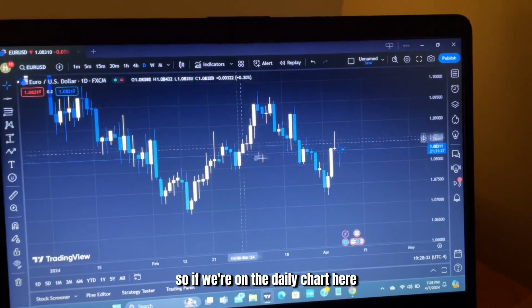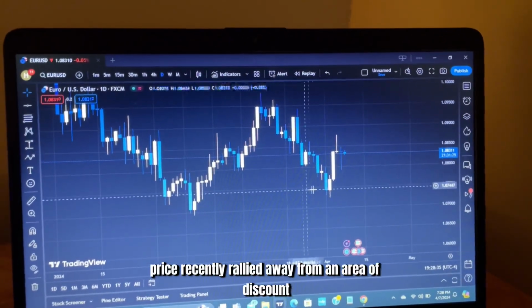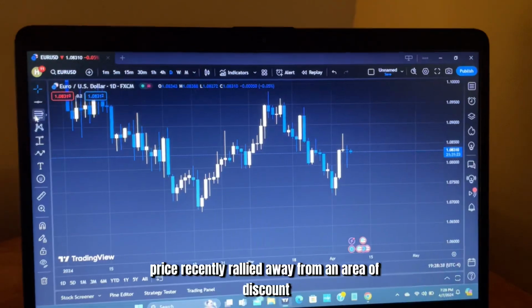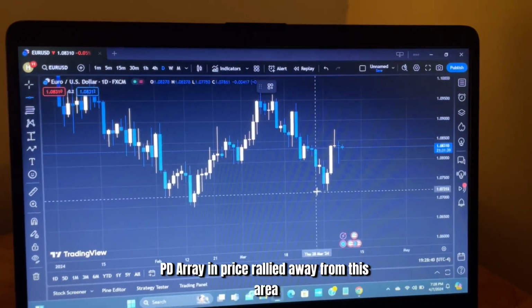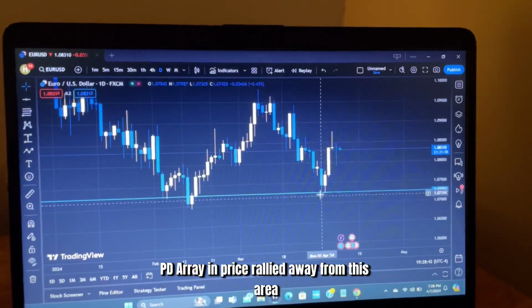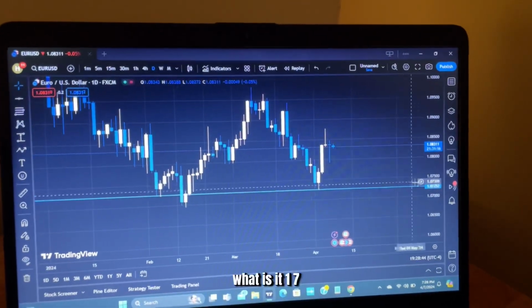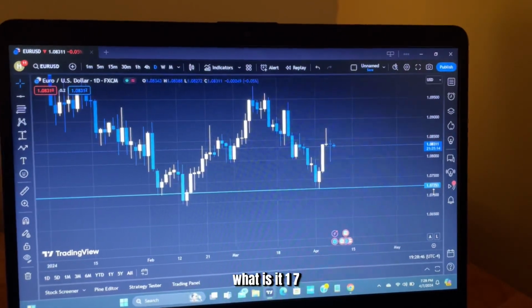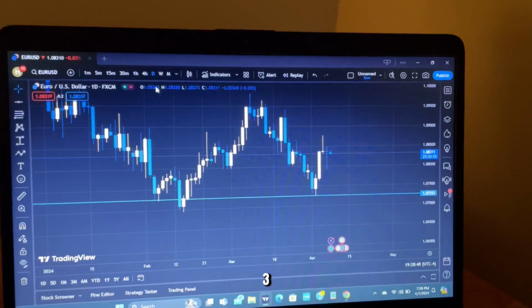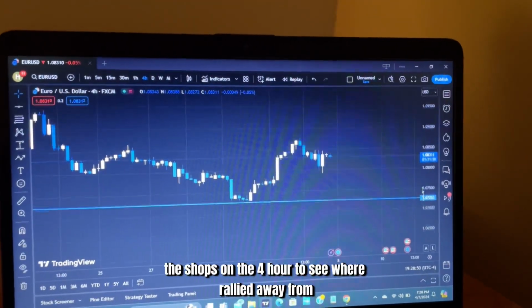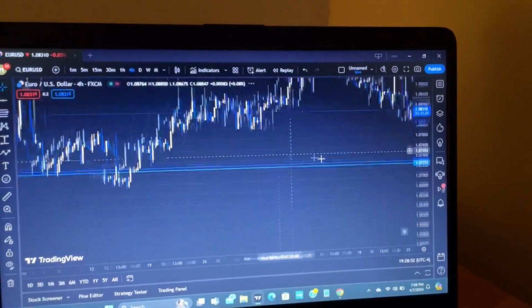So if we're on the daily chart here, we see that price recently rallied away from an area of discount PD array, and price rallied away from this area. What is it? 1.07253. Let's drop down to the 4 hour to see where it rallied away from.